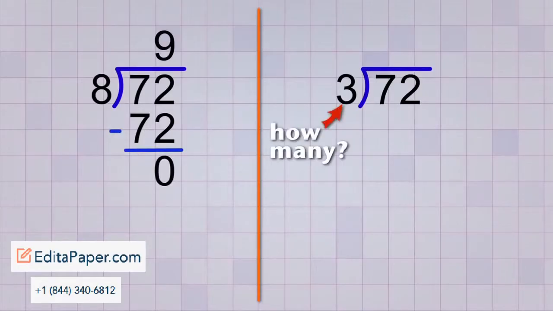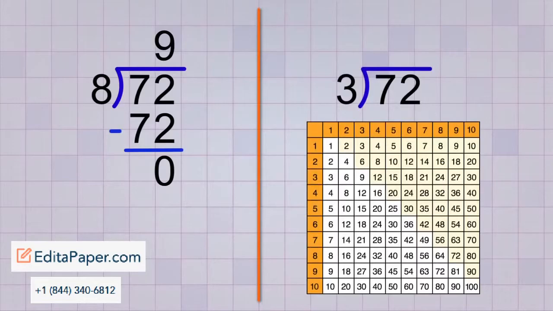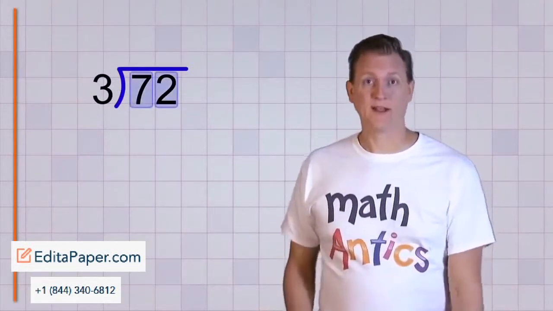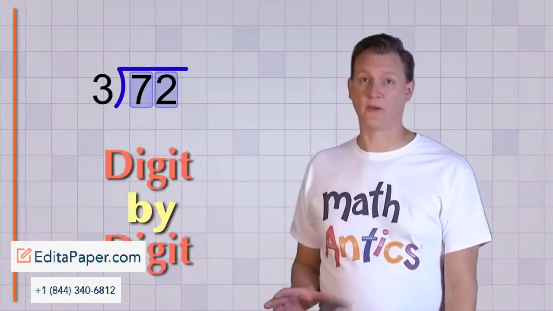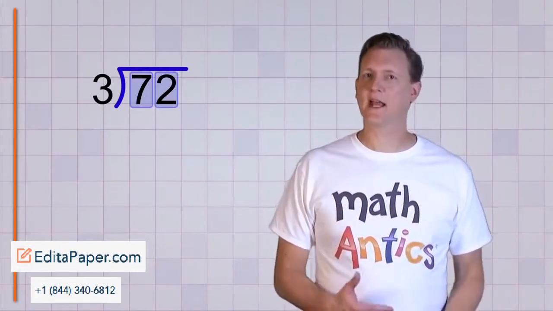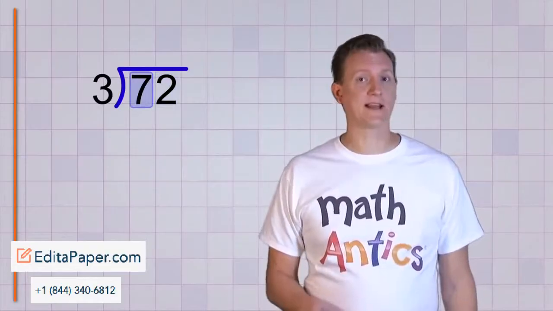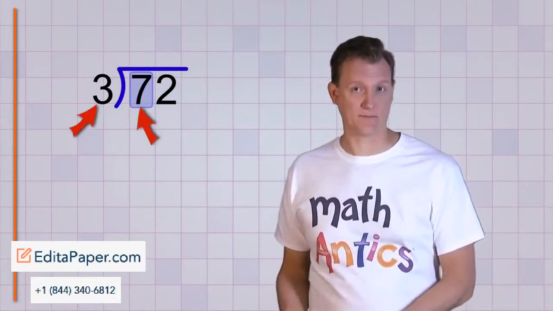Now let's try the next problem, 72 divided by 3. If we ask how many 3s will it take to make 72, or almost 72, we can see that the answer is not on our multiplication chart. The biggest multiple of 3 listed there is 30, which isn't even close. The reason is that this should really be a 2-step problem. Let's try using the new digit-by-digit method we just learned. Instead of asking how many 3s make 72, let's just focus on the first digit and ask how many 3s does it take to make 7.